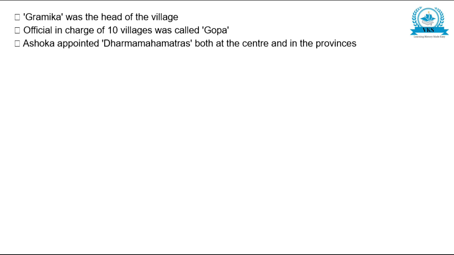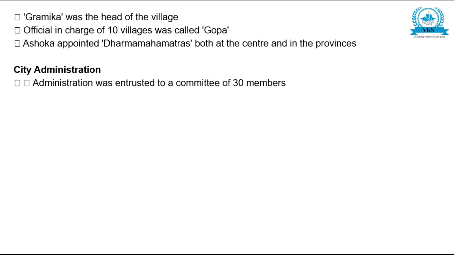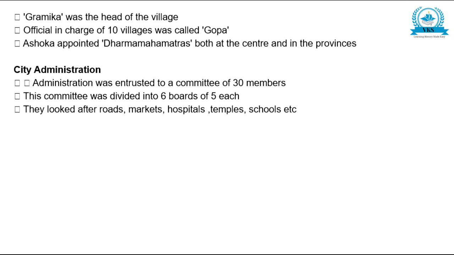Ashoka appointed Dharma Mahamatras both at the center and in the province. City administration: administration was entrusted to a committee of 30 members. This committee was divided into 6 boards of 5 each. They looked after roads, markets, hospitals, temples, schools, etc.